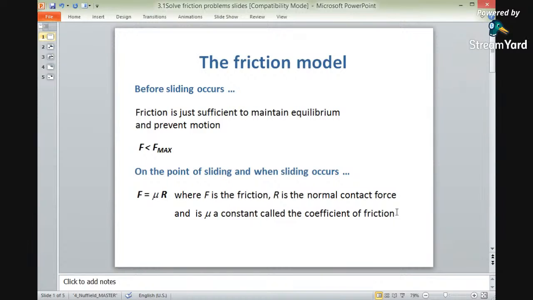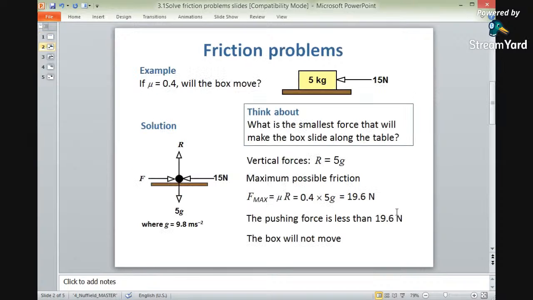With the help of this frictional force, or these equations, we have to solve problems related to friction. In the next slide we will solve the problems. These are simple problems on frictional force. This is an example for friction. Again, the coefficient of friction is given as 0.4.